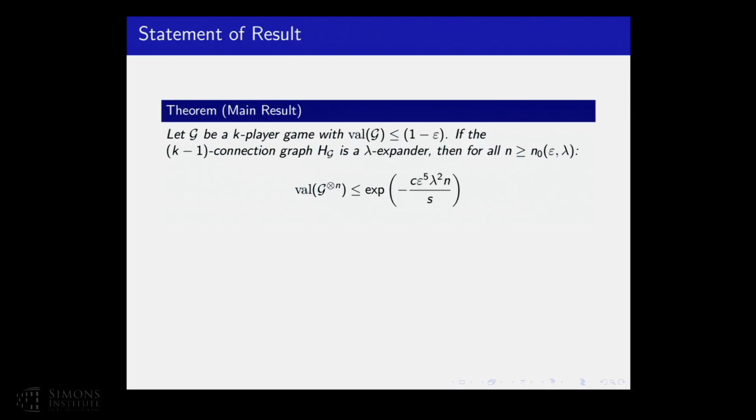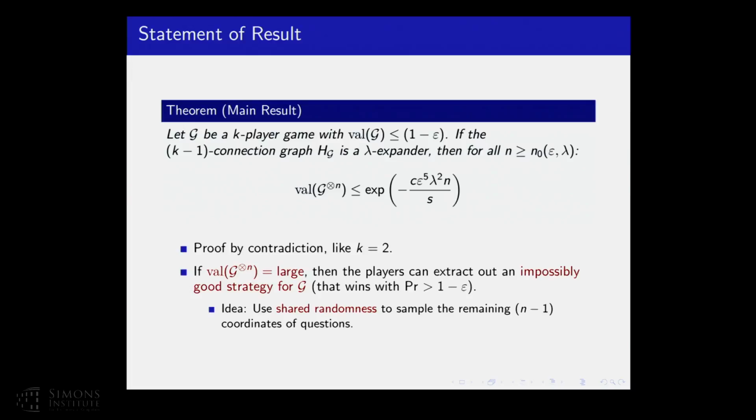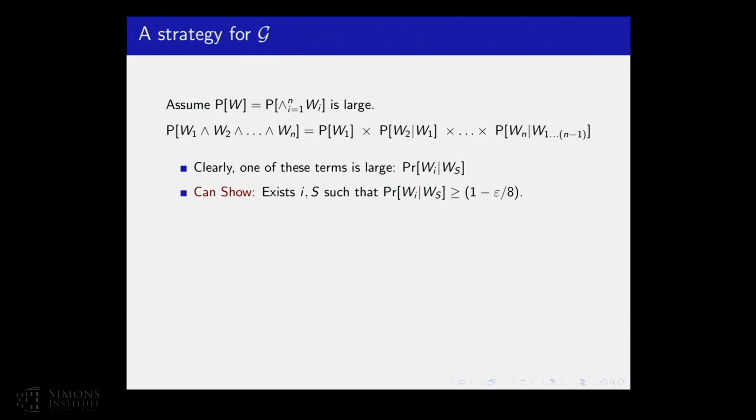Okay, so here's the result again. And what is the strategy we use? Well, it's a proof by contradiction, just like the two-player case. That is, if the value of G fold n is much larger than this, then we are going to get out a strategy for G, the single base game, that is impossibly good, that it wins with probability greater than 1 minus epsilon. And that should not be possible. And the idea is basically to use shared randomness to sample the remaining coordinates of the question. So this is very similar to previous known proofs of the two-player case.